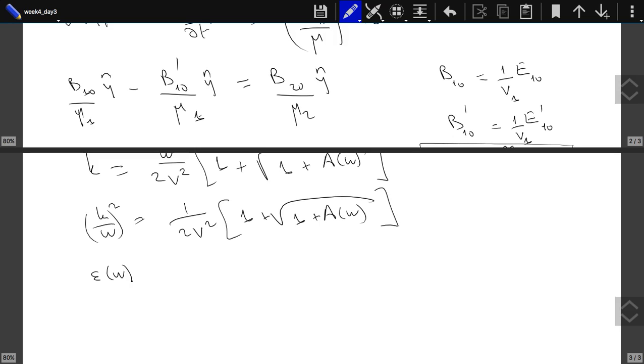Hocam bu elektromanyetik force değil mi? No, this is the electric permittivity.